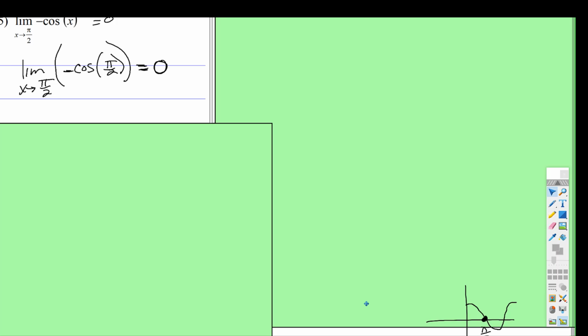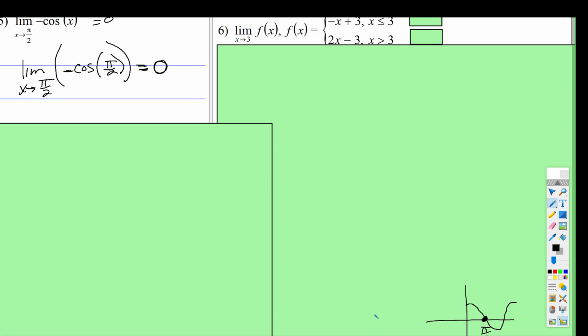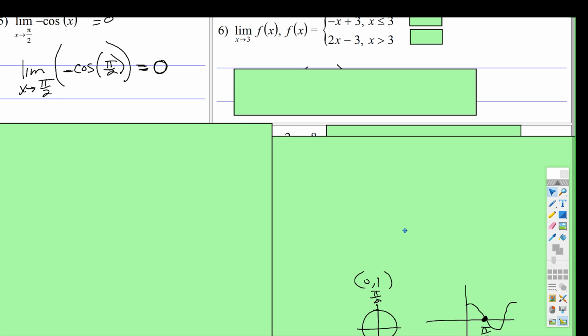You could also look at the unit circle. Remember, at pi halves, that's up there at 90 degrees, and that coordinate point is 0, 1. Well, remember the x values, so cosine at pi halves is 0, and the opposite is 0. Let me see if I hope I didn't ruin a bunch of stuff. Okay, so then we're going to go on to this piecewise function right here.